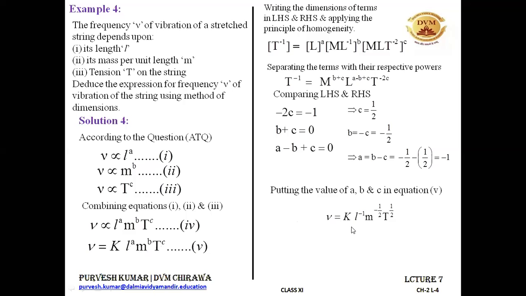Now, just rearranging the terms, this L will go in the denominator, and this M will also go into the denominator because the powers are negative. So it becomes like this. K upon L, and M to the power half is root M in the denominator, and T to the power half is root T in the numerator. It becomes like this, that whole root T by M. So this was the final required expression for this question.